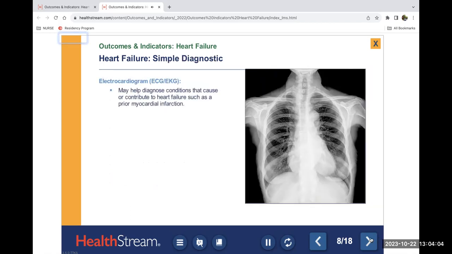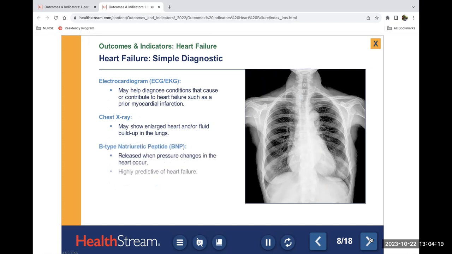An ECG is usually done to diagnose underlying conditions that cause heart failure, including previous myocardial infarction. Chest X-rays may show an enlarged heart and fluid in the lungs. Laboratory studies used to diagnose heart failure include B-type natriuretic peptide, BNP. BNP is released into the bloodstream when pressure changes in the heart occur. It is highly predictive of heart failure.